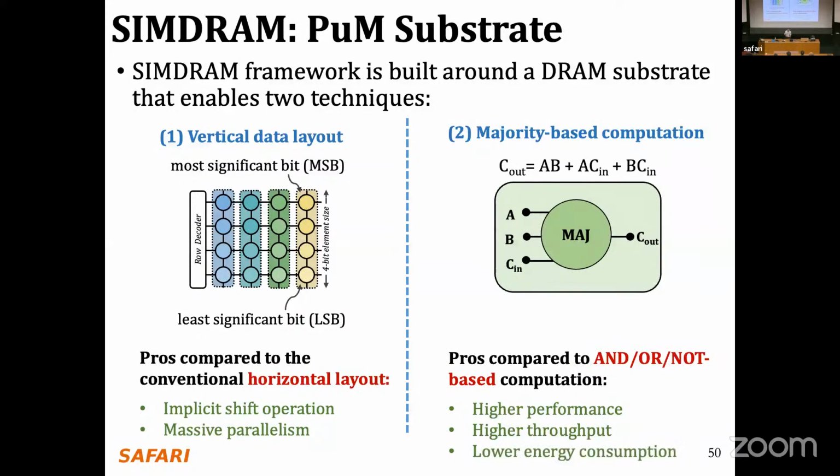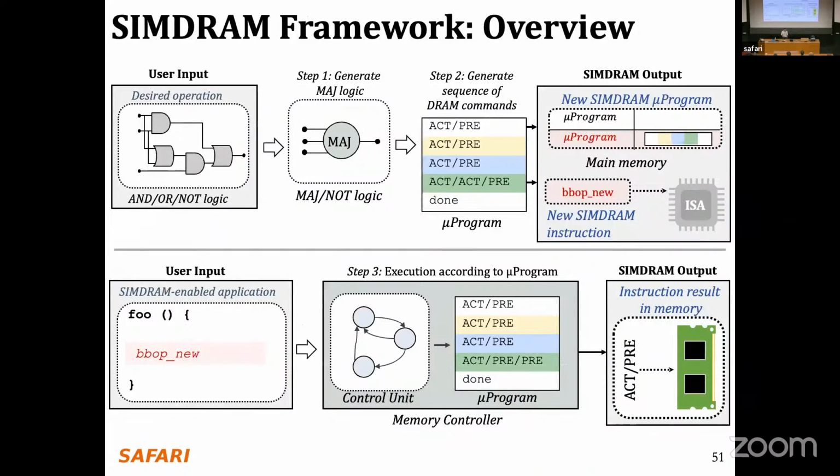So with those two things together, we implement this SIMDRAM substrate, which is composed of 3 main components. Two of those components are offline components, so the user does them once, and they can be reused for follow-up tasks. And another component is a runtime component, which is going to be responsible for dispatching instructions.